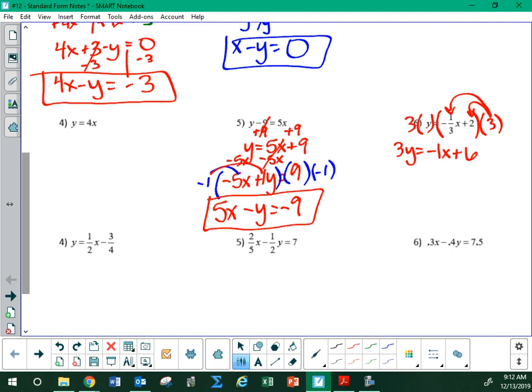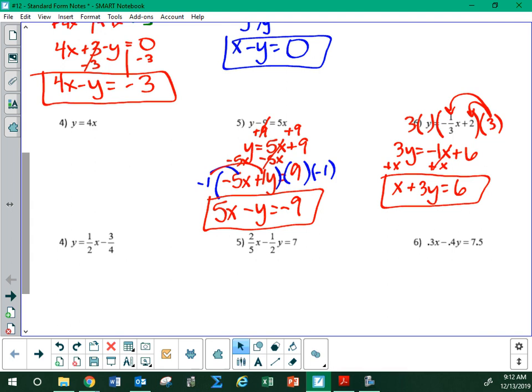I need x first. So I'm going to add my x over. I want x first, that's a positive x. 3y is positive 3y. And I'm left with positive 6. And we're done. So fractions really aren't that bad. You just have to multiply by your denominator, get rid of it.